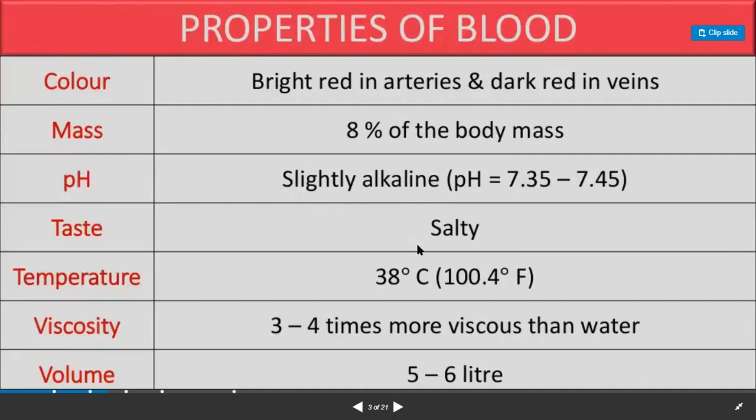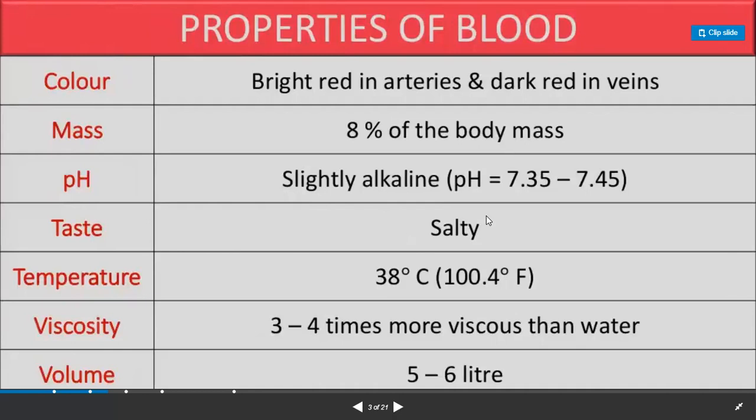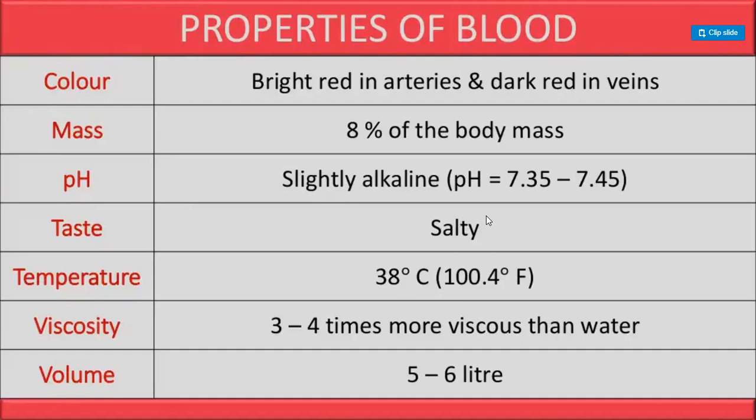And then the blood is a little bit salty in taste. Of course, it contains sodium and chloride ions, so it tastes a little bit salty. Then the temperature of the blood is around 38 degrees Celsius, a little higher than the normal body temperature, which we said should be 36.6 to 37.1 degrees Celsius. But for the blood, the temperature is a bit higher than what your thermometer will give you when you measure in the oral cavity or in the axilla.